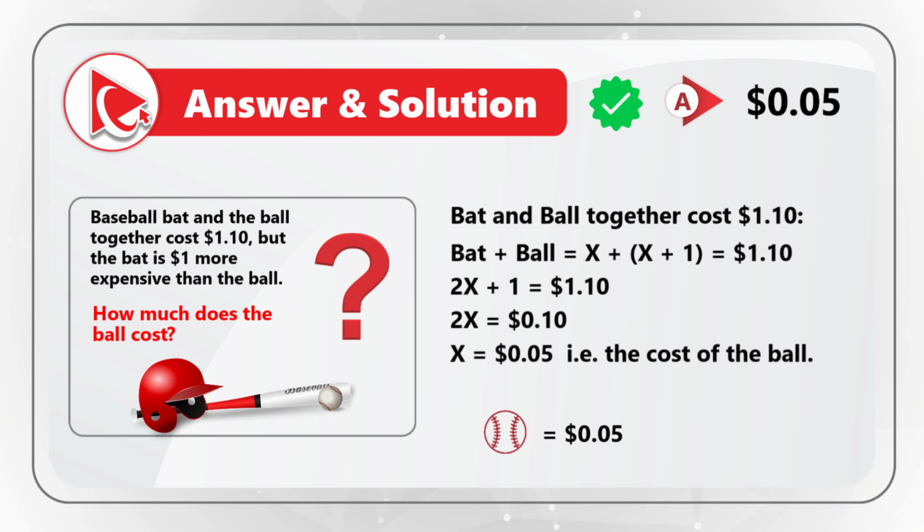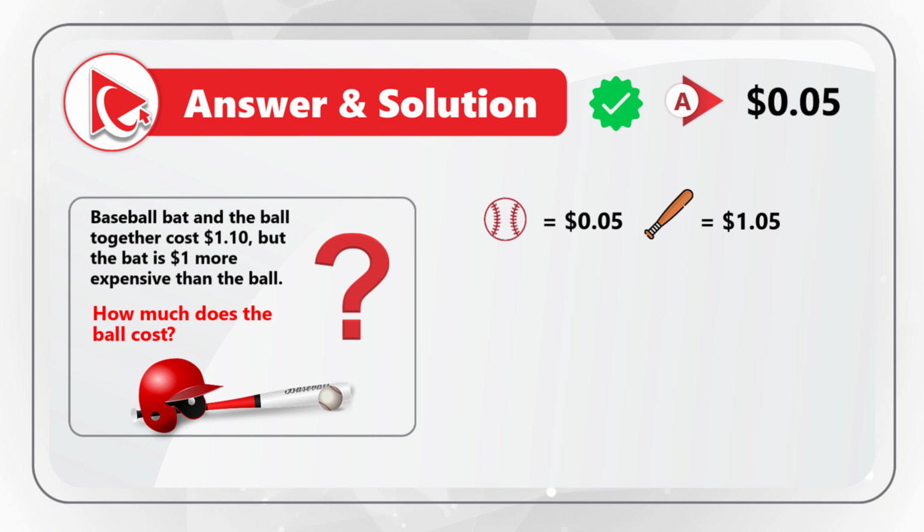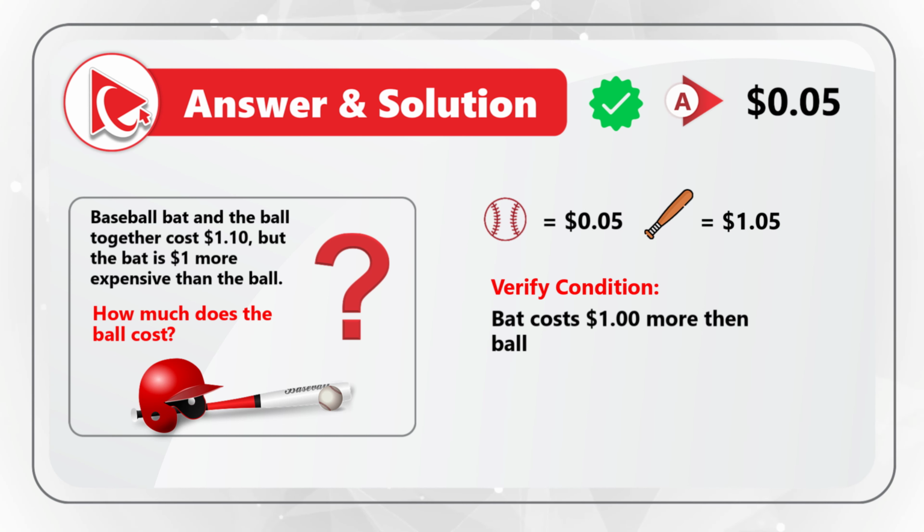That tells us that the cost of the ball is 5 cents and the cost of the bat is $1.05. Let's verify the main condition of this problem. Bat costs $1 more than a ball, which is correct. 5 cents plus $1.05 equals $1.10. And if we subtract $1.05 minus 5 cents, it would be equal to $1. So the correct answer here is choice A. Cost of the ball is 5 cents. Hopefully you've nailed this problem and now know how to solve similar problems on the test.